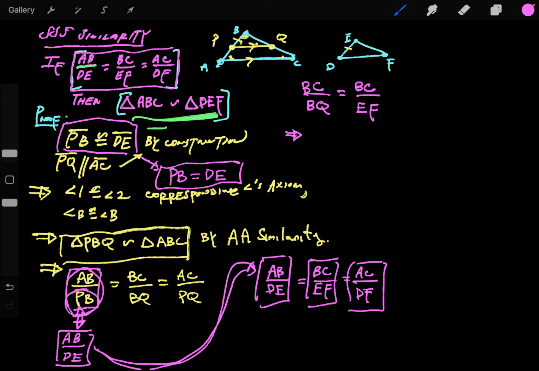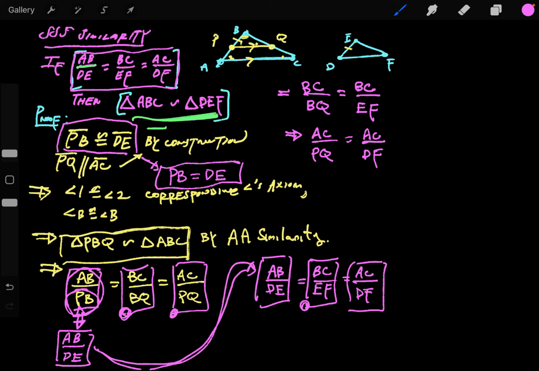So you can take any of these ratios and set it equal to any of the other ones. I just took this one and this one and set them equal to each other, and it's going to give me a nice fact. And then the next one that I'm going to say is that AC over PQ is equal to AC over DF.